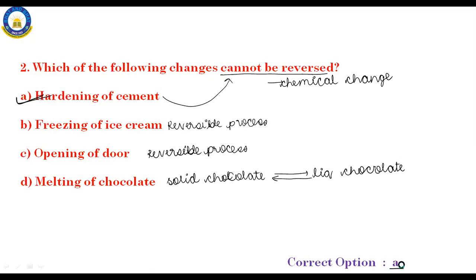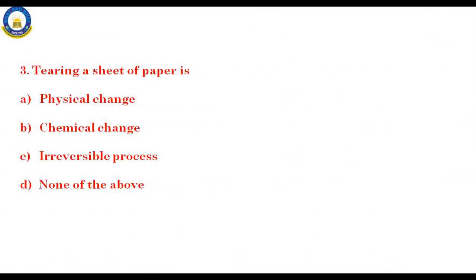So we will go to the third one now. Tearing a sheet of paper is a physical change, chemical change, irreversible process, none of the above. It is clearly told that tearing a sheet of paper is a physical change. We will go to the fourth question now.